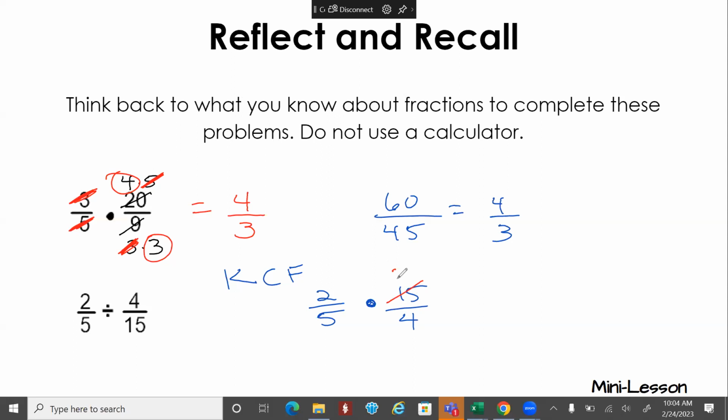15 is gonna break down into 5 and 3. Okay, and 4 is gonna break down into 2 and 2. I can cancel out 2 in the top, 2 in the bottom, 5 in the top, 5 in the bottom. I'm left with 3/2. Yes, you did.